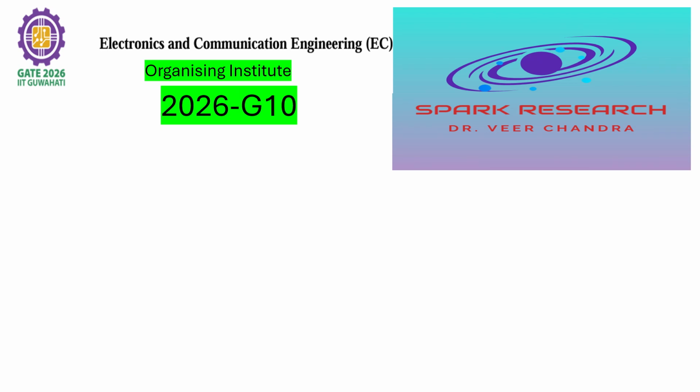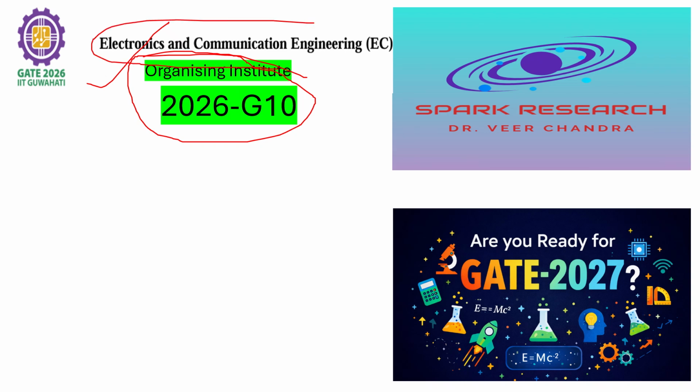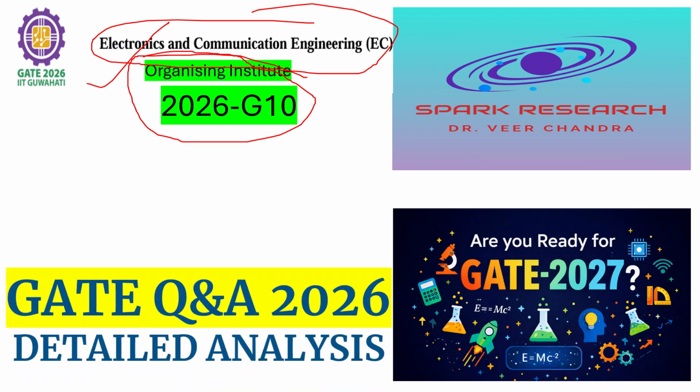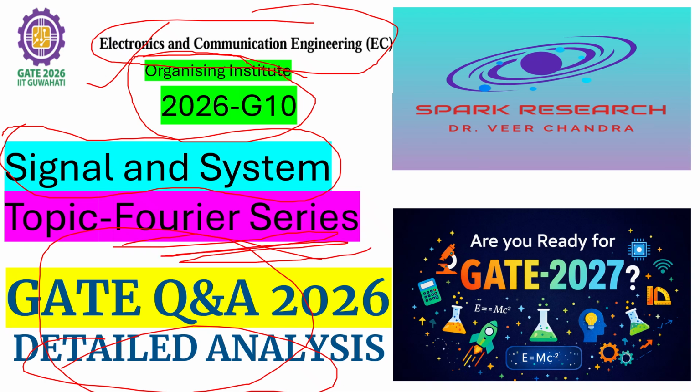This is Dr. Vichan, Assistant Professor in the Department of ECE, and this is the 10th session of this particular GATE 2026. Let me tell you, the organizing institute for GATE 2026 is IIT Guwahati, and we are talking about this course Electronics and Communication. In this, we are trying to talk about the question and answer in the detailed analysis which has been asked in GATE 2026, and currently we are talking about this course Signals and Systems, and in this session we are going to take the question which is closely related to the Fourier series.